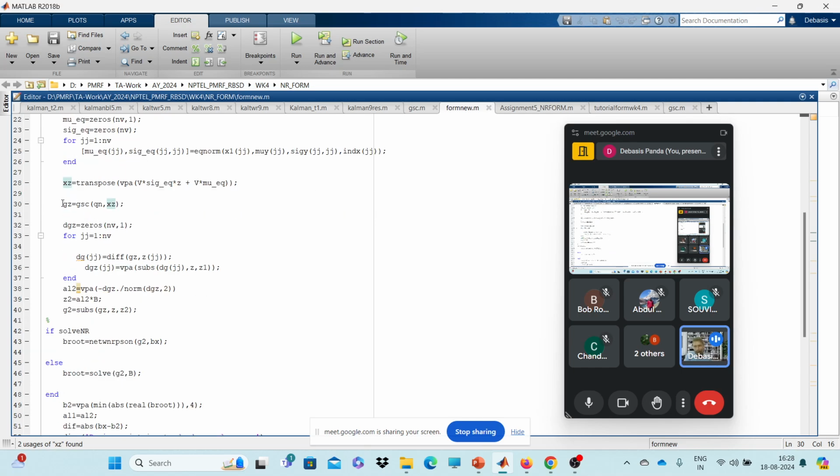Now once we have the g of z, what we need to do is find the differential of g of z.